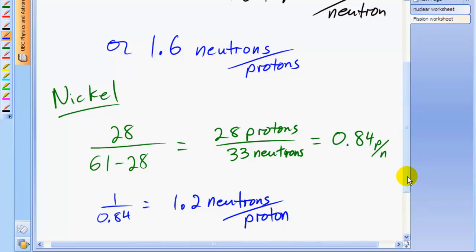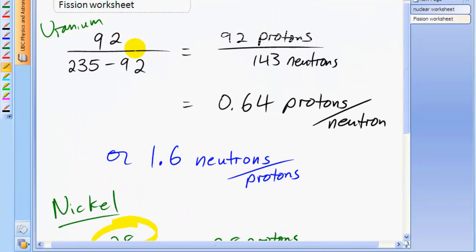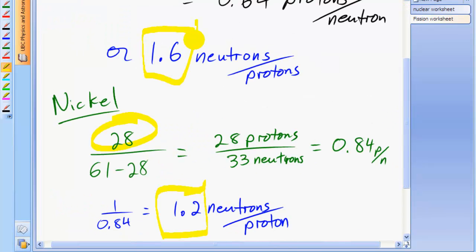So it makes some intuitive sense here that we have a lighter or smaller nuclide, atomic number 28, and it needs only 1.2 neutrons to glue each of these protons together. Whereas with the uranium nuclide, you have so many protons and so much electrostatic repulsion between them that you need 1.6 neutrons to bind each of those protons together. So this ratio, 1.6 versus 1.2, is what changes as you move along the chart of nuclides.